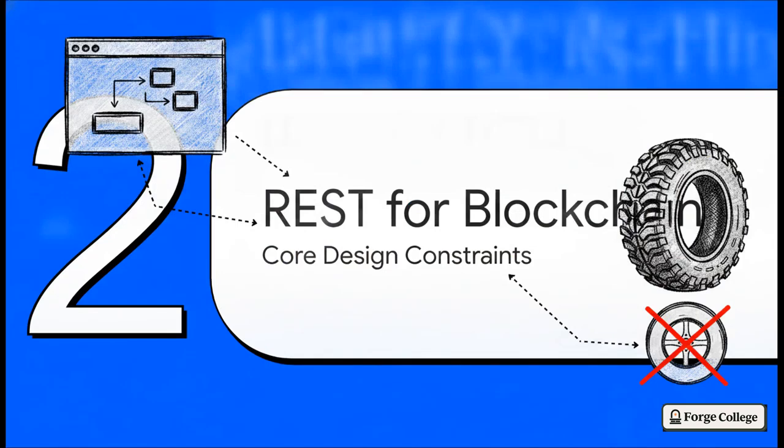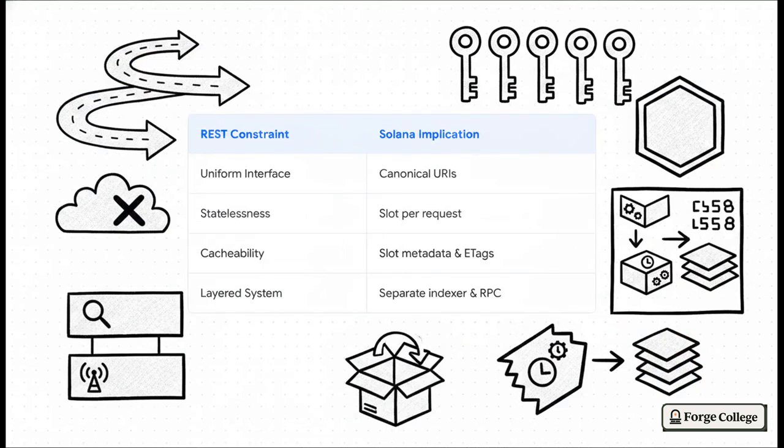Moving on to Section 2. REST principles for blockchain. What we're doing here is taking traditional web standards and slapping some heavy-duty off-road tires on them. Let's break this down a bit. For the uniform interface constraint, we use canonical URIs, meaning predictable paths that use base 58 or hex keys. Then there's statelessness. In this world, every single request has to carry its own context, like slot levels, which totally saves us from messy server-side sessions.